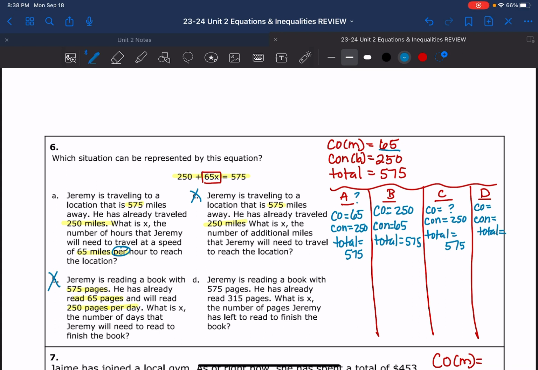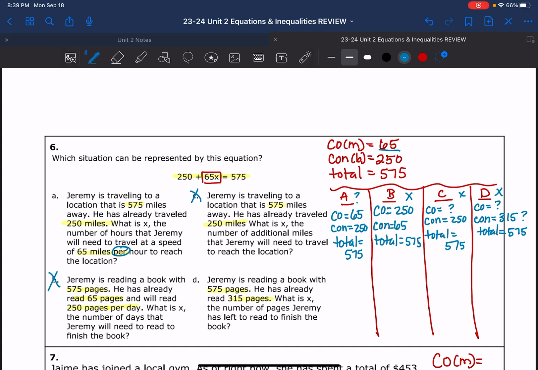Okay, so here it says that Jeremy's reading a book with 575 pages. He has already read 315 pages. And again, this one also doesn't have any other number besides those two. So coefficient, doesn't look like we have that. Constant, that looks like it says 315 and then 575. That doesn't match what we have, right? So it also cannot be D.